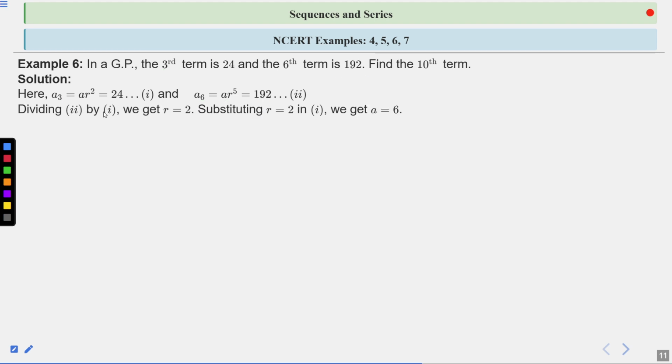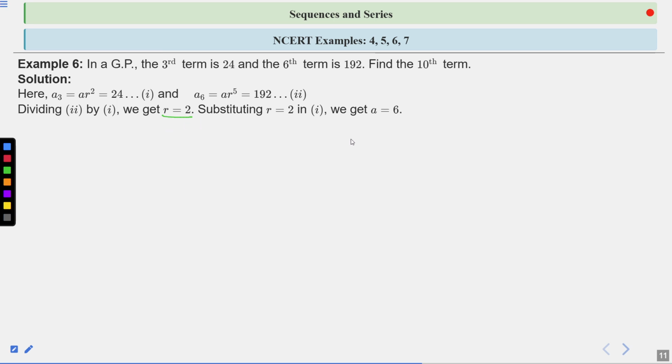Now just divide second by 1 in order to get the R value. So A6 by A3, A will be cancelled. What we are having? Simply R cube, which is equal to 8. Simple. So R cube is 8, meaning R value is 2. So common ratio is going to be 2.